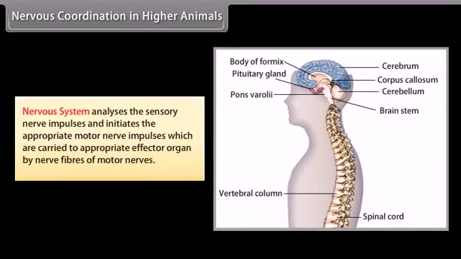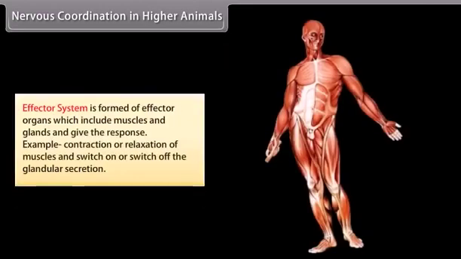The nervous system analyzes the sensory nerve impulses and initiates the appropriate motor nerve impulses, which are carried to the appropriate effector organ by nerve fibers of motor nerves. The effector system is formed of effector organs which include muscles and glands and give the response. Example: contraction or relaxation of muscles, and switch on or switch off of glandular secretion.